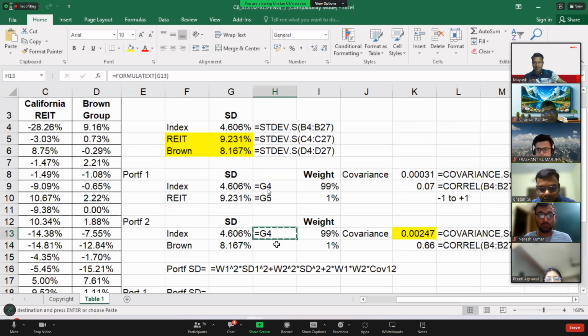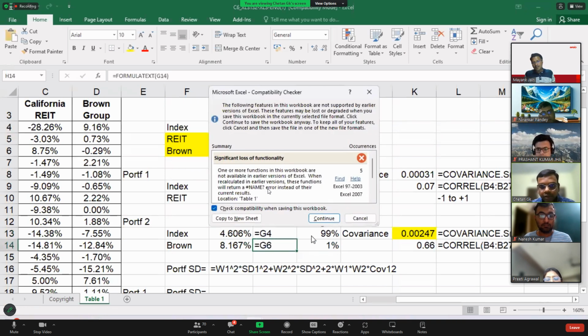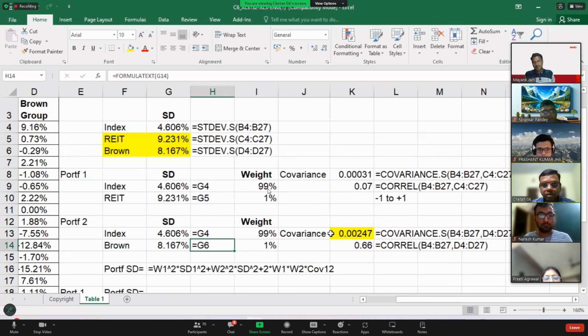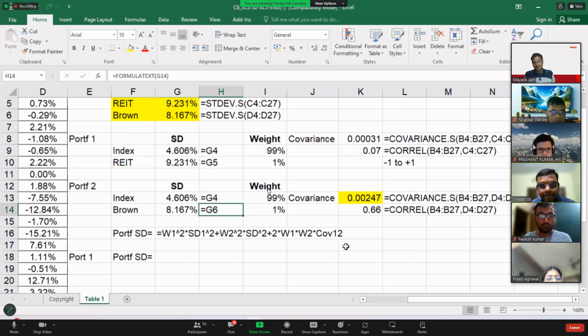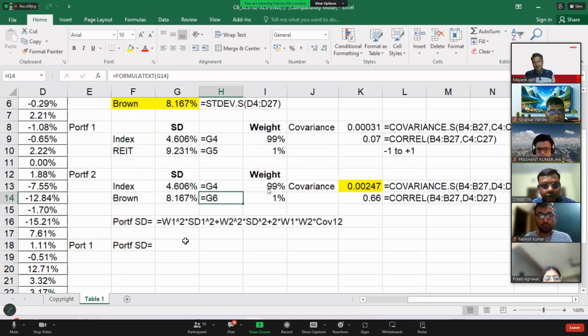These are the references from where it is coming. Okay. Is it clear now? Yes, sir. Okay. So now we have to compute the portfolio standard deviation. Can you compute, because you have got the equation in front of you?